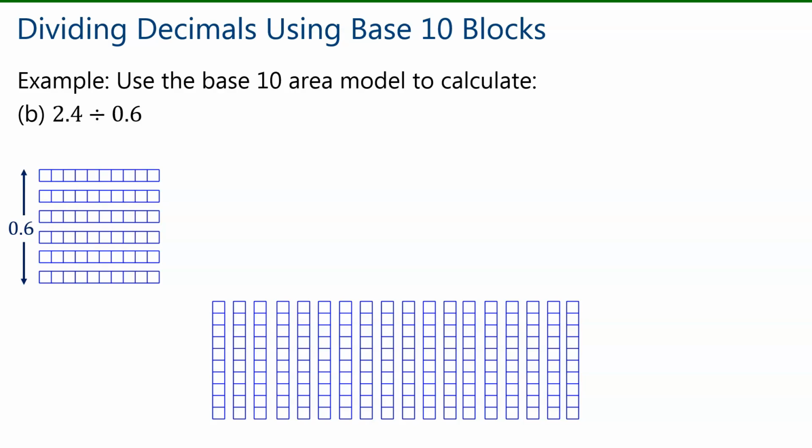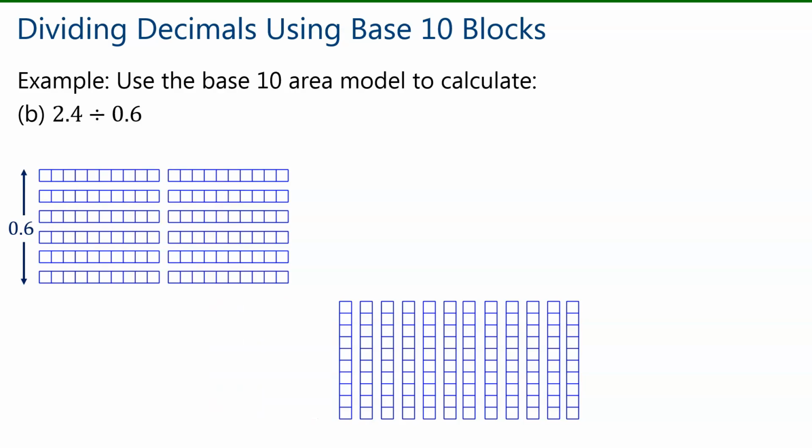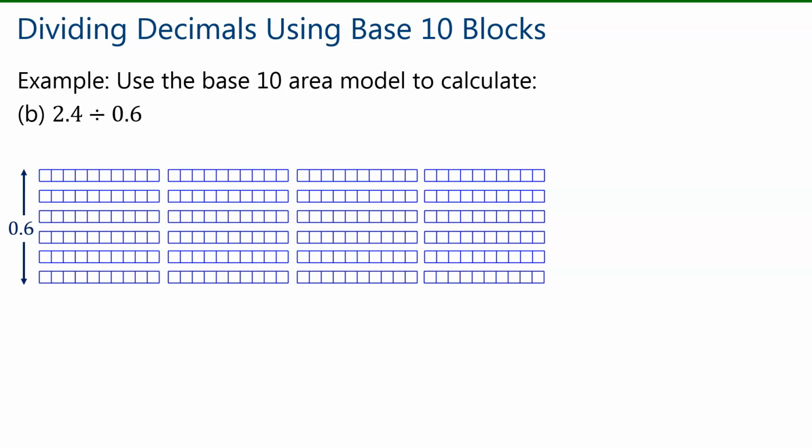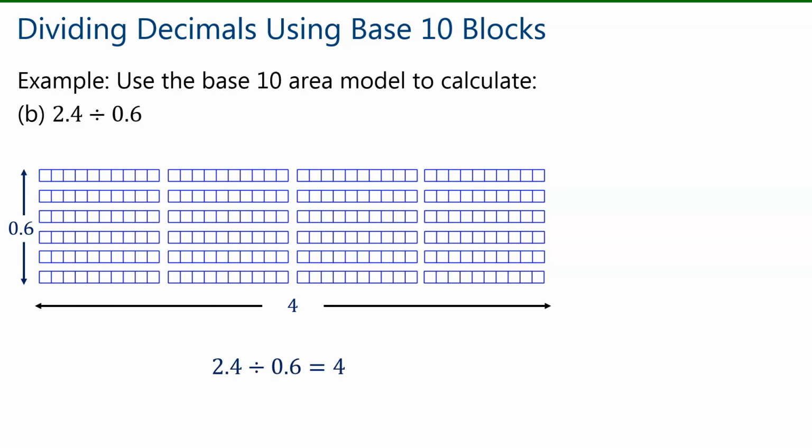Now let's take the rest to fill in to create a rectangle. So put another 6 next to it, another 6, and then another 6. So what is the length of this rectangle? That is 4. So that is the quotient.